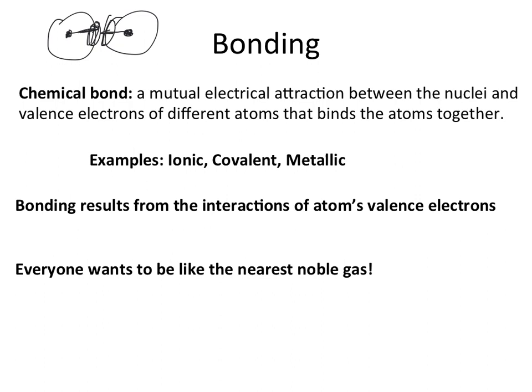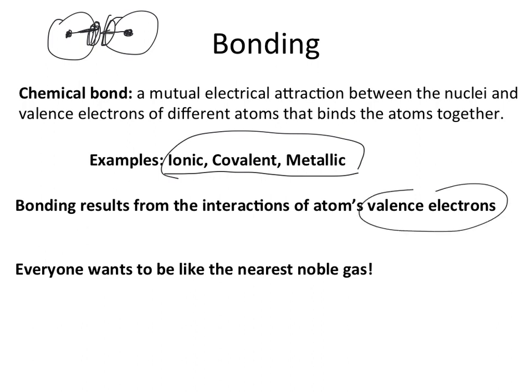So basically this mutual attraction is what's guiding or driving bonding. Now, there are three types of bonding that we will be looking at: ionic, covalent, and metallic bonding. All three of these types of bonding result from the interactions of an atom's valence electrons. Those outermost electrons are what are going to dictate the type of bonding that occurs.